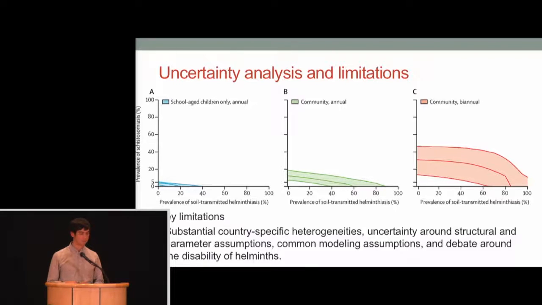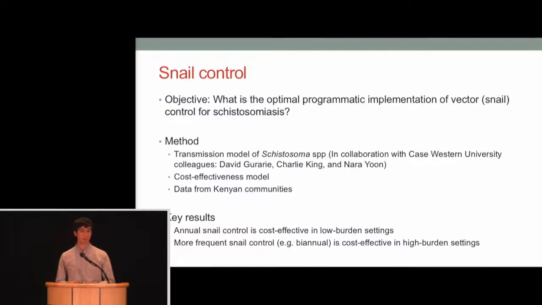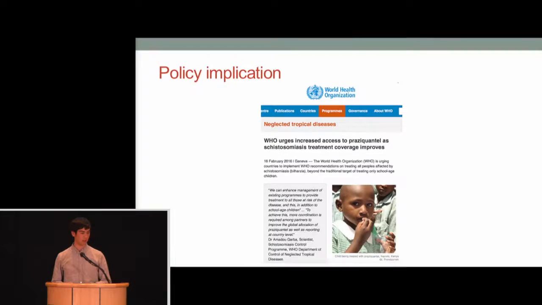And we find that for school-based treatment, the estimate is more precise, while for community-based treatment, there's a larger interval of uncertainty. Now, we've also looked at vector control, especially snail control for schistosomiasis, and this is in collaboration with Charlie King at Case Western. And we find that snail control, which isn't part of the current recommendation, is indeed cost-effective about once a year in low-burden settings and more frequently in high-burden settings where this additional intervention is needed to really break transmission and bring transmission down.